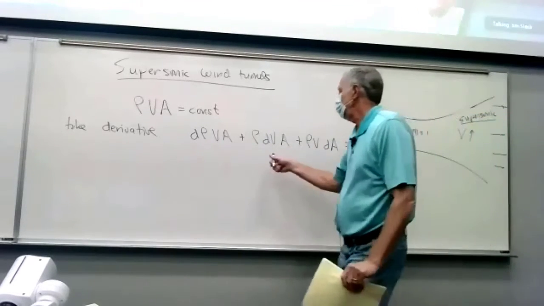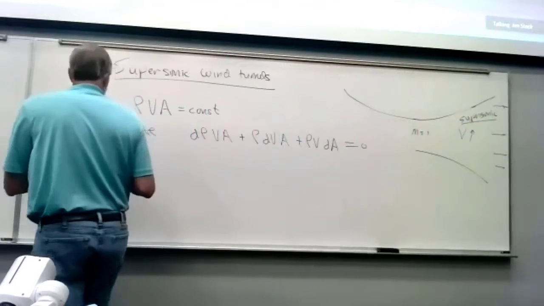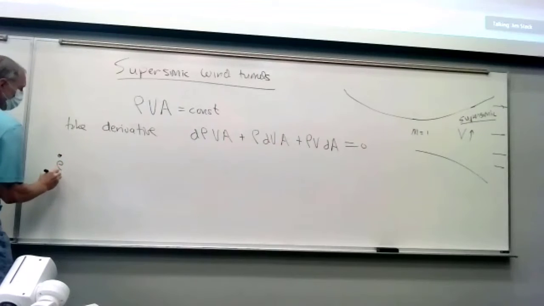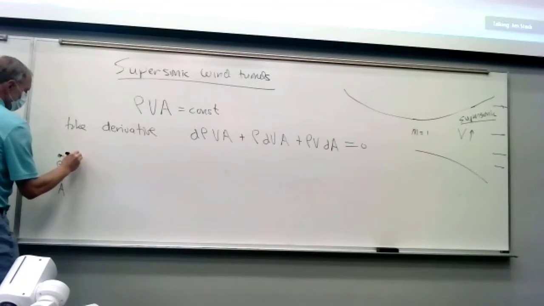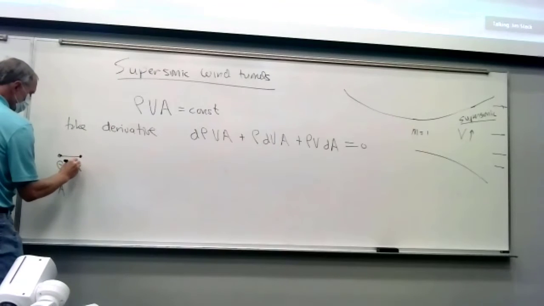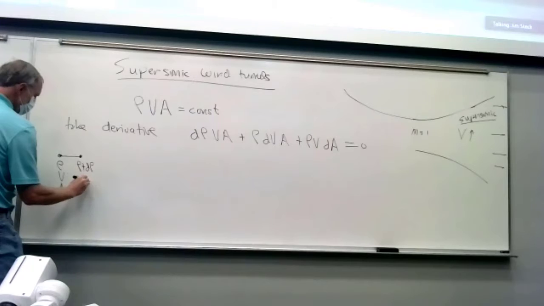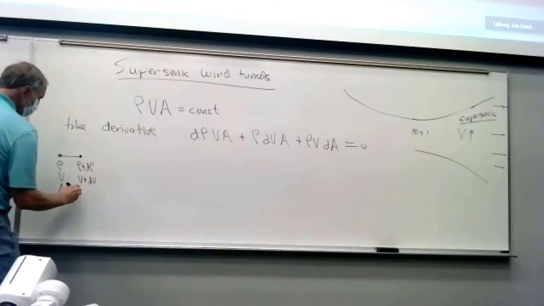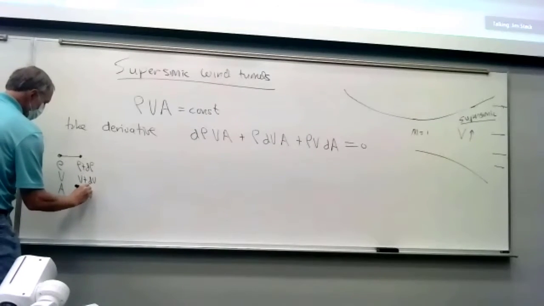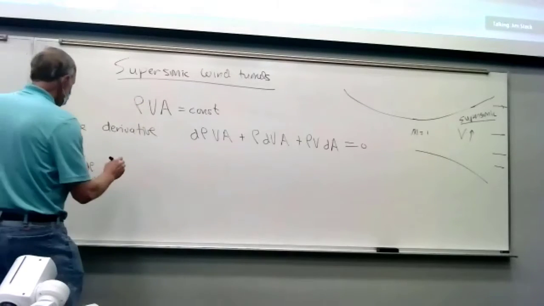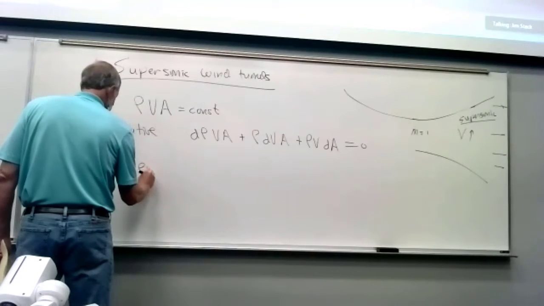The other way you can think about getting to this, and it's more algebra, is you have a point in the flow where you have density, velocity, and area, and then you move a little distance forward, and the density changes by d rho, the velocity changes by dv, and the area changes by dA. And then you write the conservation of mass between those 2 points.